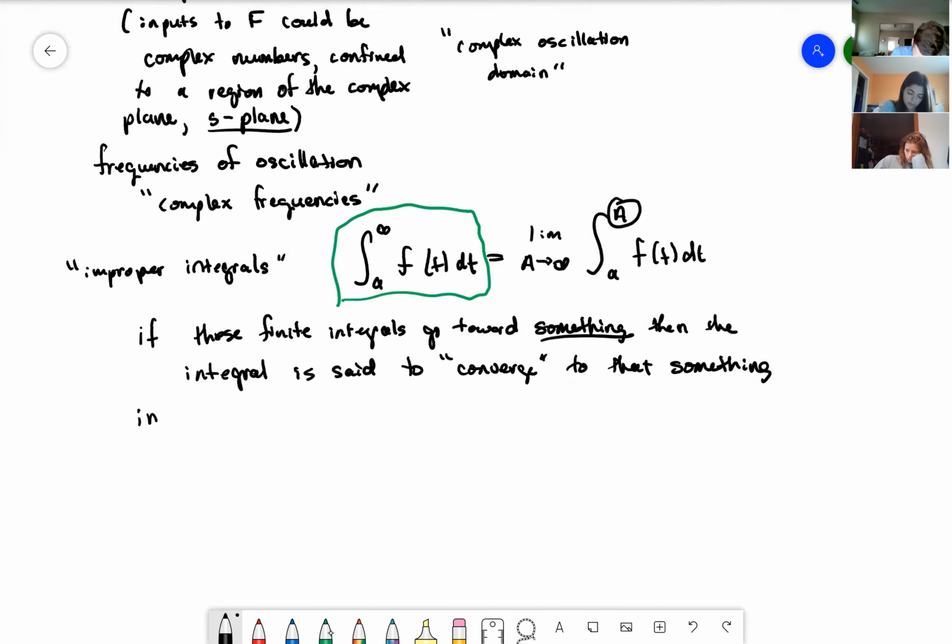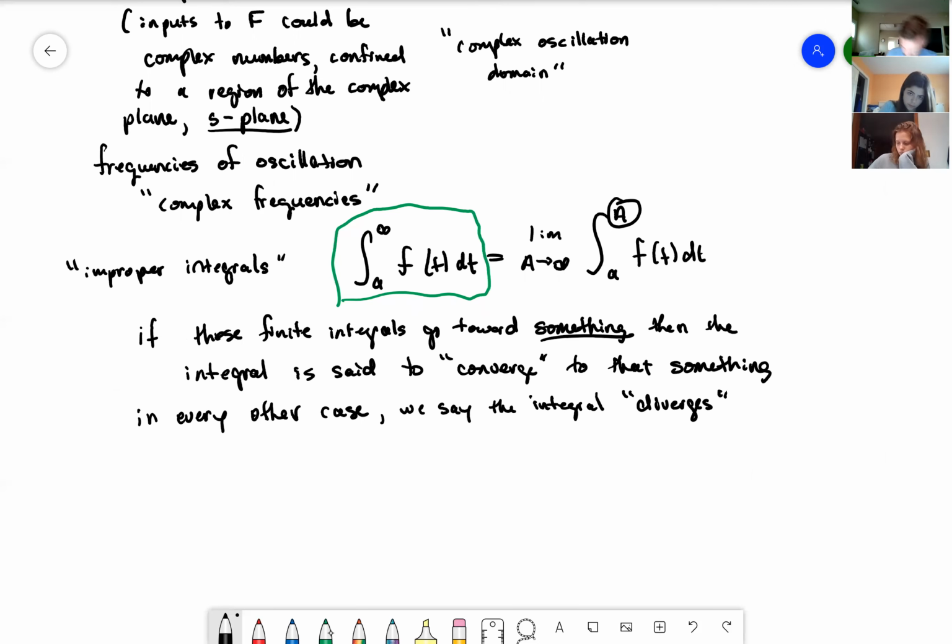Now, in every other case, so whenever it doesn't converge to a particular number, we say the integral diverges. So the mathematical situation being represented by this collection of symbols, we refuse to assign a value to it. We say it diverges. We say that this thing, we're not going to assign a value to. It's not the same thing as saying that we can't assign a value to it. We're just choosing not to. And we call these things divergent.